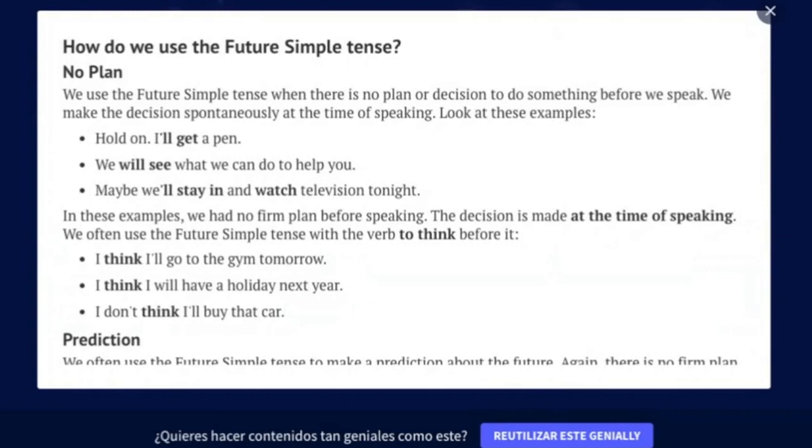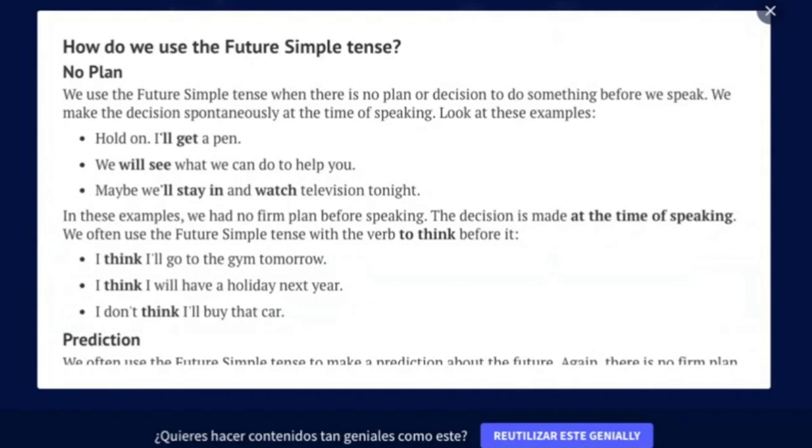We will see what we can do to help you. Maybe we will stay in and watch television tonight. These are decisions made at the moment of speaking. If you can see in these examples, we had no firm plan before speaking. Our decision was just made at the moment.